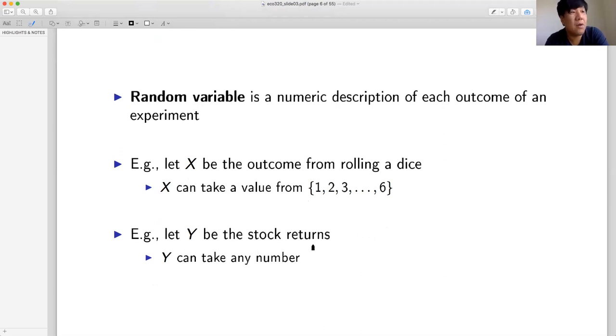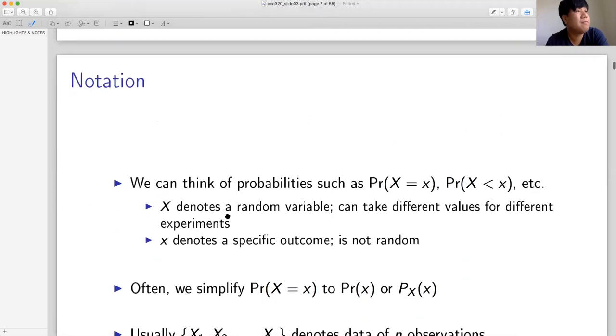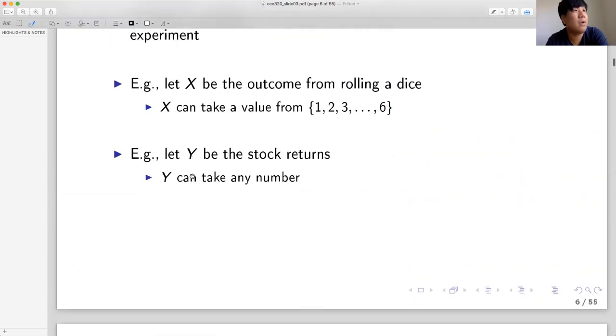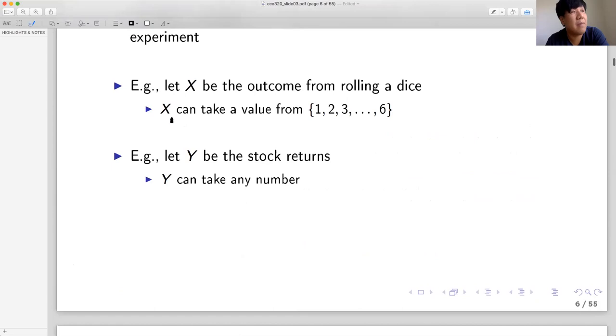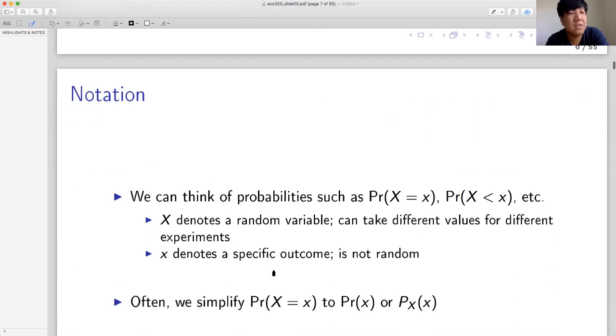Or Y is the stock market return. So we don't know whether stock will increase or decrease tomorrow, so those are also random variables. So in terms of notation, the X denotes a random variable usually. It can take different values from different experiments. So like over here, it can be any number. So the capital X is a random variable, but the lowercase x is a specific outcome.